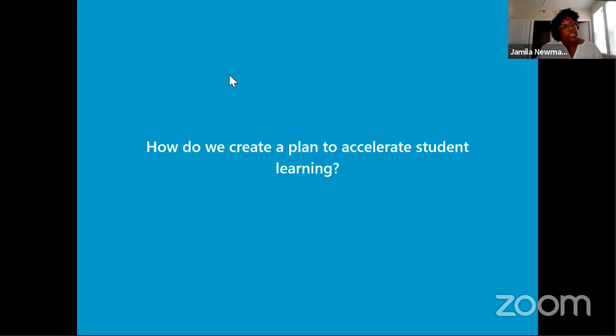And when we've looked at these two approaches to supporting learning loss, retaining students and remediation, research time and time again tells us that that is not a successful approach. What is more successful is the concept of accelerating learning. And really, we're going to talk about what that actually means now.